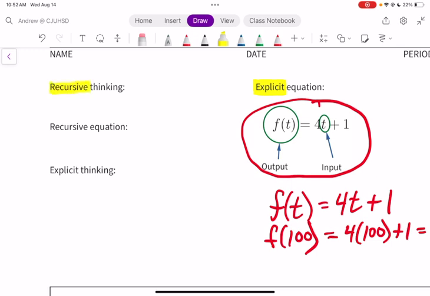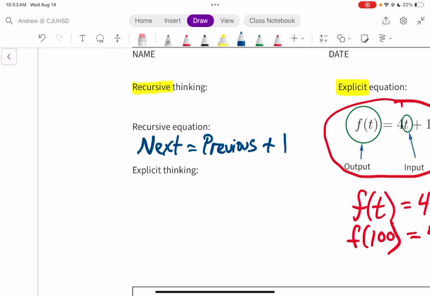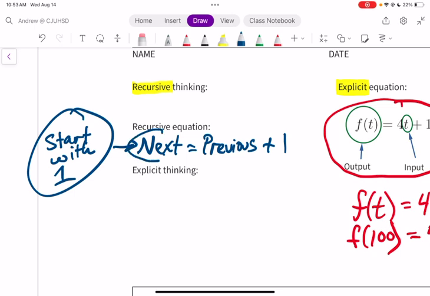There are other ways to write the pattern, and one is called recursion or recursive thinking. This is where you think about how the pattern grows based on what you've already seen. So a recursive equation could be something like this. To get the next set of dots, you take the previous number of dots and you add 4 to it. Of course, you need to know where you start, and we did start with 1 dot. If you do this, and then you follow this rule, you can recreate the pattern.